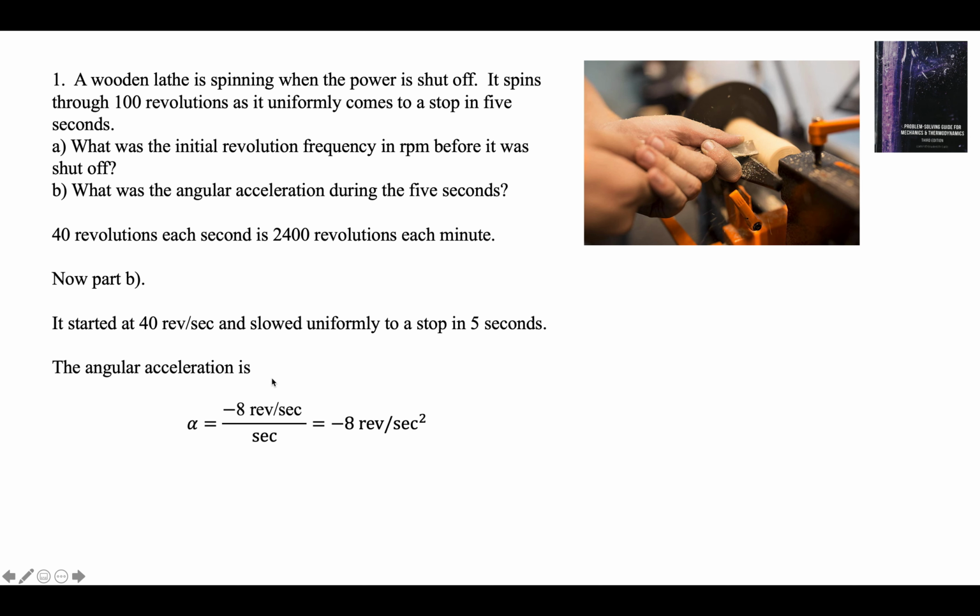Starts off at 40 revolutions per second. After 1 second, it's going 32 revolutions per second, 8 revolutions per second slower. Then 24 revolutions per second, 16 revolutions per second, 8 revolutions per second, and finally, after 5 seconds, it's at rest. Easy peasy. That's problem 1.